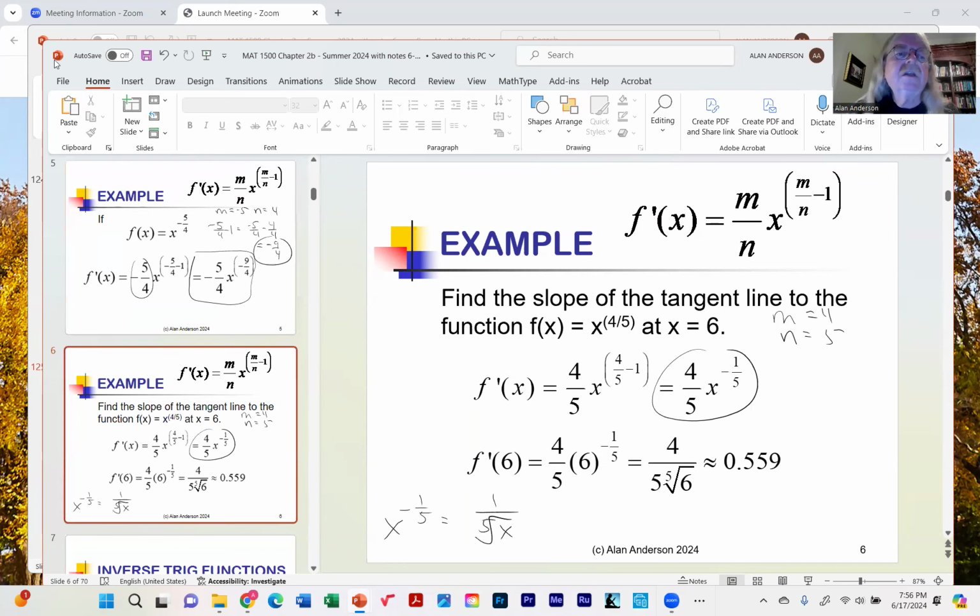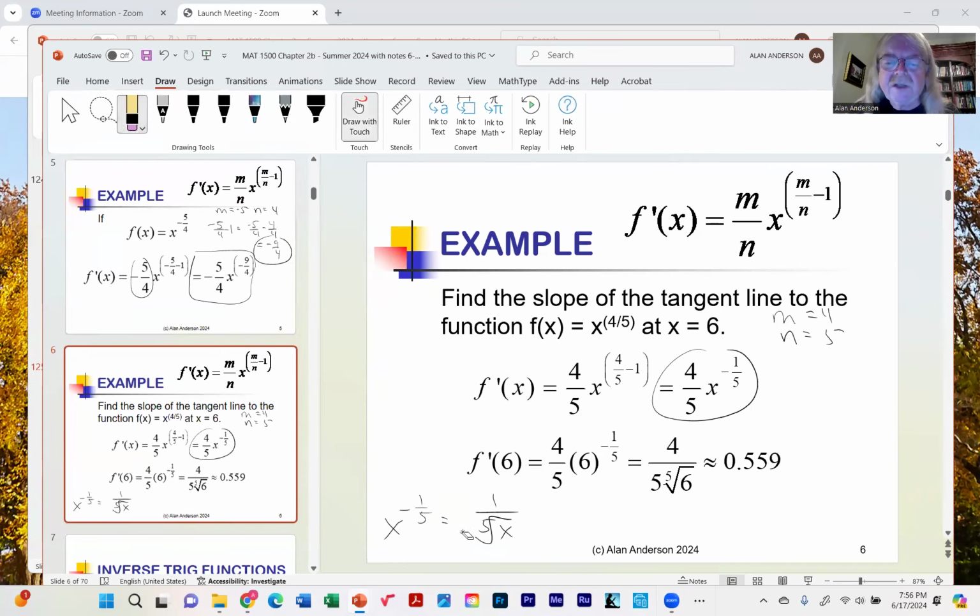Why is that? Because the negative tells me that this is a reciprocal, and the fact that it's a fraction tells me that it's the 5th root of x. So if it had been x to the 1/5, we write that as the 5th root of x, but because the exponent is -1/5, that means we're looking at 1 over the 5th root of x. So here we're doing that where x equals 6, and this turns out to be approximately 0.559.